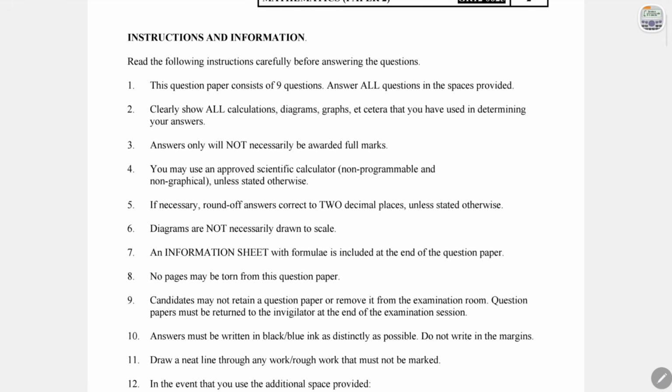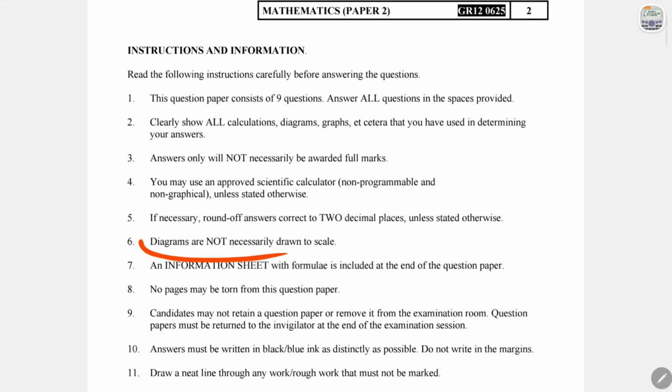Okay, moving on to the instructions. Just remember that the diagrams are not necessarily drawn to scale, and if necessary, round off to 2 decimal places unless stated otherwise. And you also have a formula sheet at the back so you can make use of that. Okay, with that being said, let's get into this video.